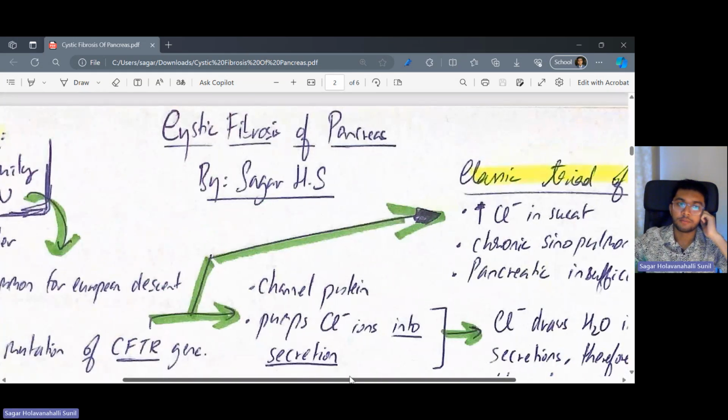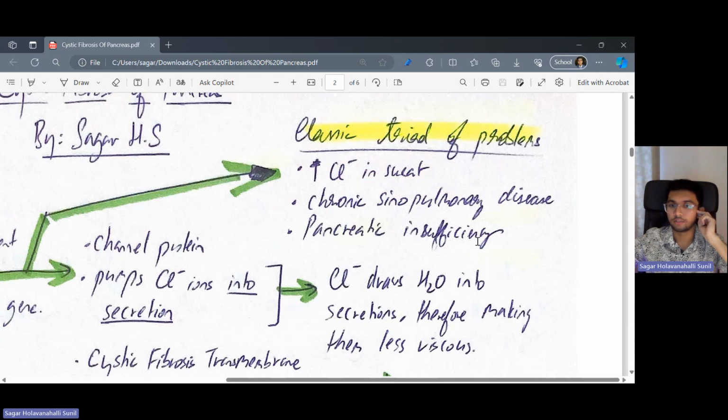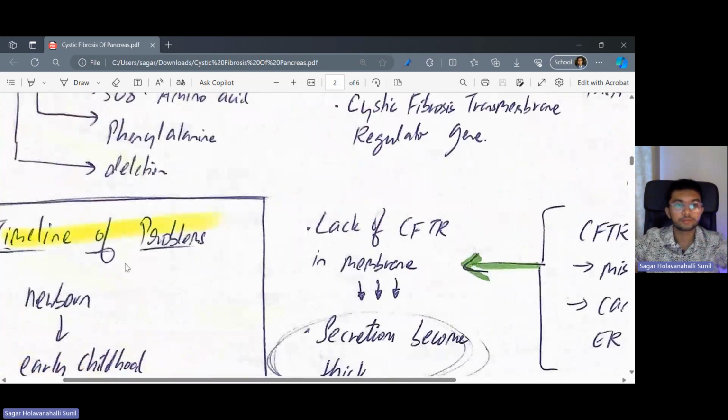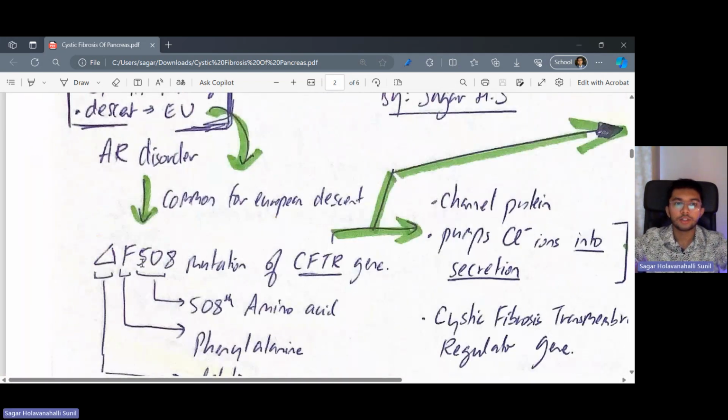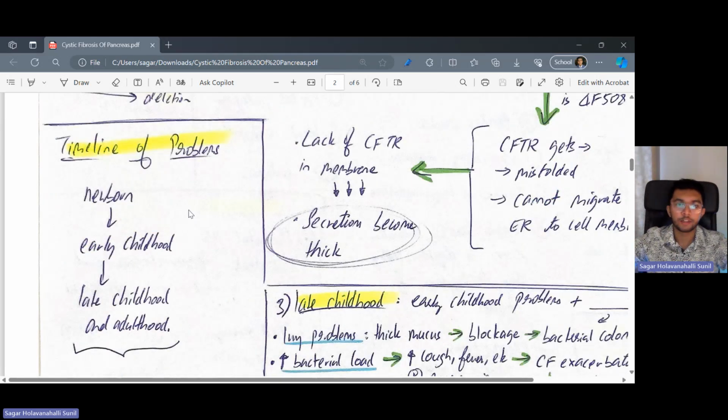Now, the mutation of the CFTR gene usually presents with a classic triad of problems: increased chloride in sweat, chronic sinopulmonary disease, and pancreatic insufficiency. I'll speak more about these in a moment. When you're answering this question, first you explain the pathogenesis of cystic fibrosis, and now you go for the timeline of problems.